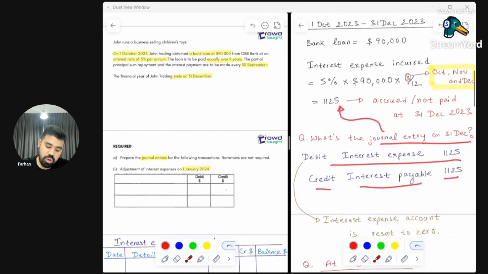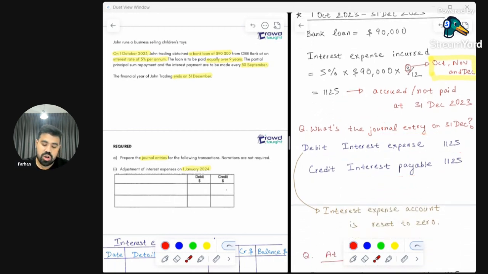Now, the purpose of knowing this journal entry on 31 December is, you may have done this before, we cannot leave our expense accounts with any balance at the end of the financial year. It must be reset to zero. All expense and revenue accounts must be reset to zero at the end of the financial period because we want to start the new period with a zero balance for expenses and revenues.